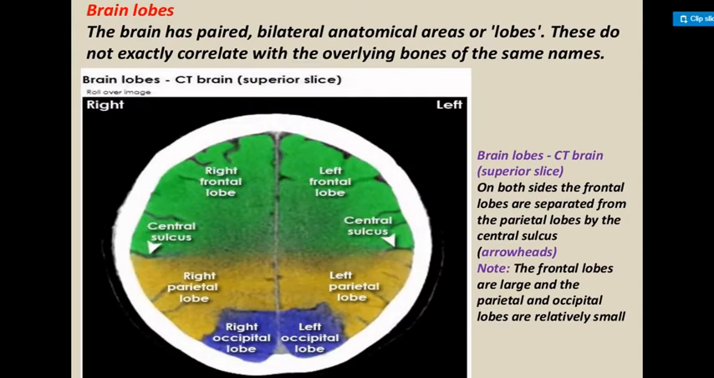Brain lobes. The brain has paired bilateral anatomical areas or lobes. These do not exactly correlate with the overlying bones of the same names. So the brain lobes in the CT brain, in the superior slice on both sides, the frontal lobe is separated from the parietal lobe by the central sulcus, that is the white arrowhead. Note that the frontal lobe is larger and the parietal and occipital lobes are relatively small.